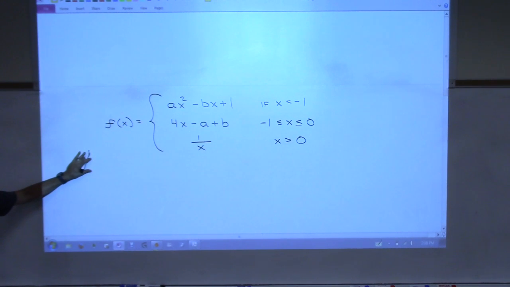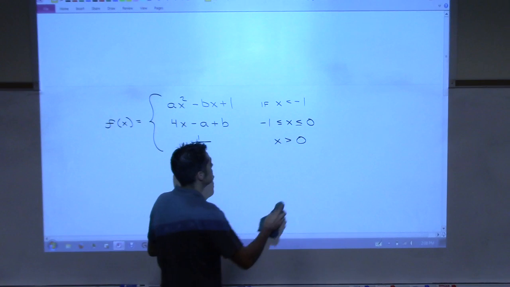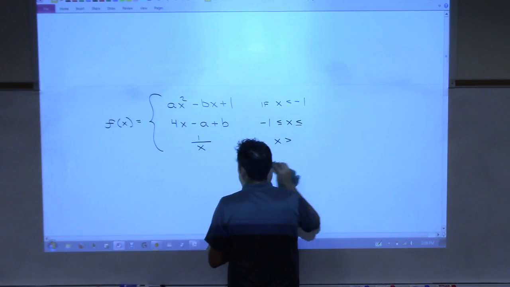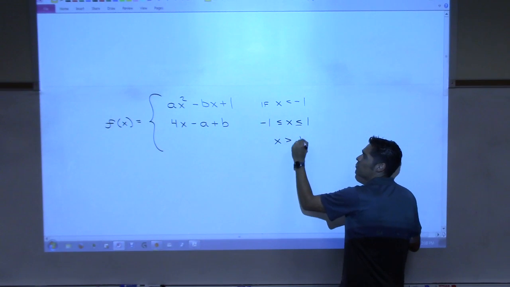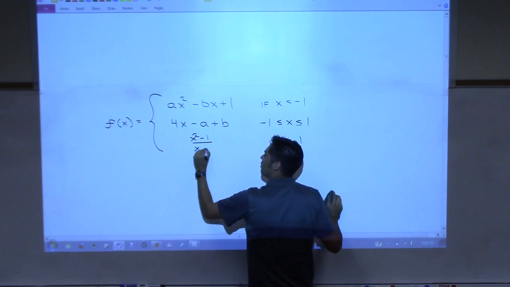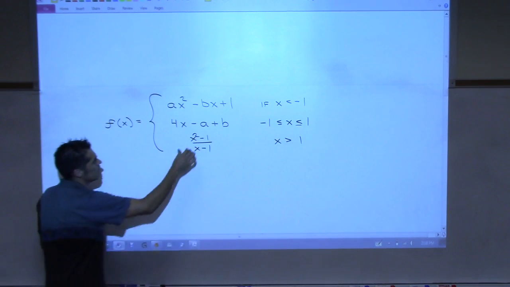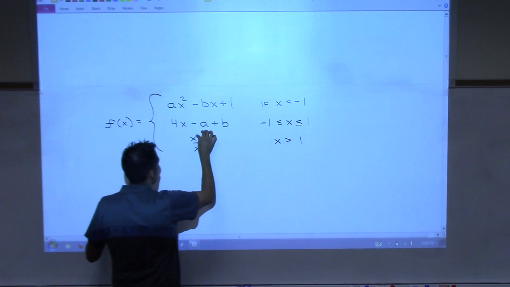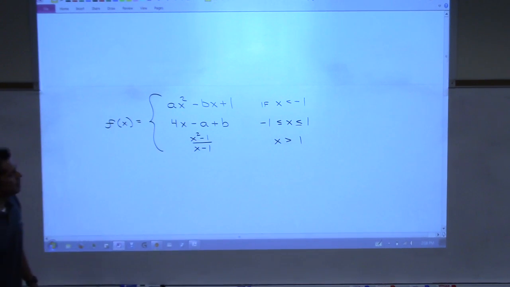I really want this to work, so I have to change a couple of things. Hope you don't write in pen. Change this to a 1 and change that to a 1 and make this x squared minus 1 over x minus 1. There. I don't want to go through all the work that's going to be required if it's not going to work out, so let's do that.